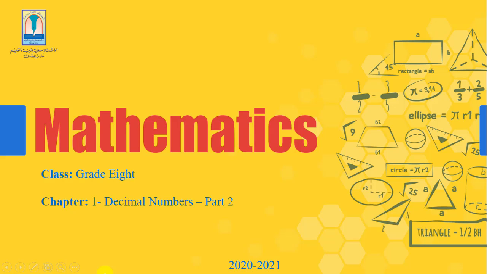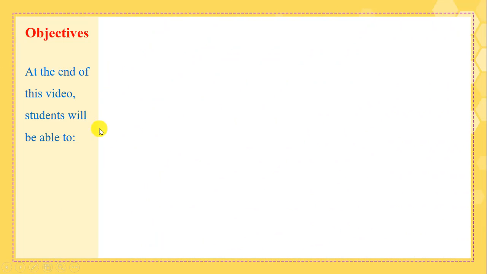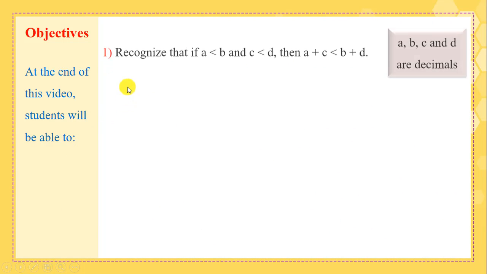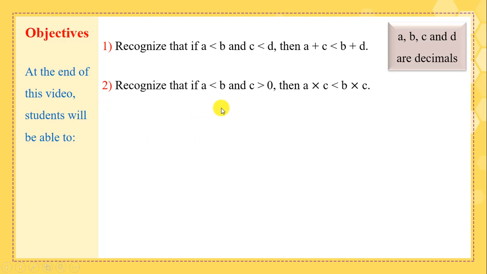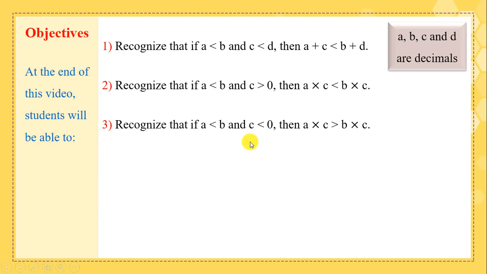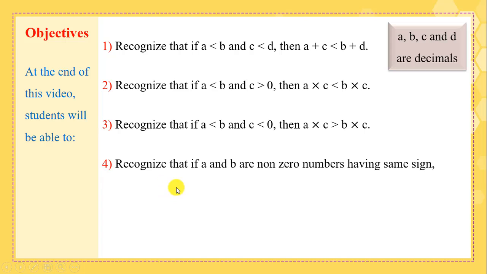Dear students, our lesson today is Chapter 1, Decimal Numbers, Part 2. At the end of this video, we will be able to recognize that if A less than B and C less than D, then A plus C less than B plus D. Recognize that if A less than B and C greater than 0, then A times C less than B times C. Recognize that if A less than B and C less than 0, then A times C greater than B times C. And recognize that if A and B are non-zero numbers having the same sign, and if A less than B, then 1 over A greater than 1 over B.